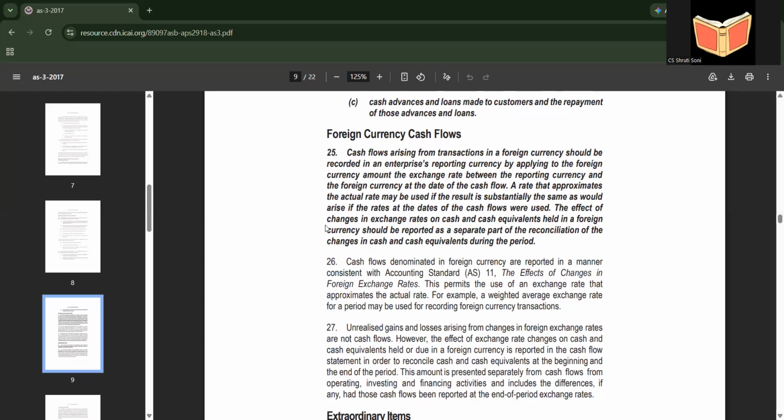Now, I hope you've read this for currency. We know that whenever there is a cash flow in foreign currency, the receipts and payments in foreign currencies should be converted into the reporting currency, that is rupees in India. And you have to use the exchange rate on the date of cash flow. The entities can use any rate which approximates the actual rate, right?